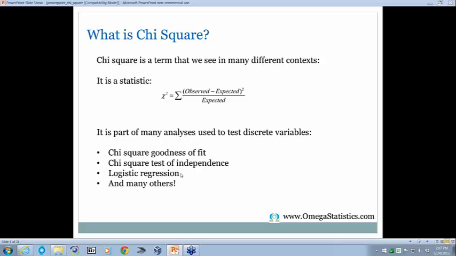The chi-square statistic is used in logistic regression. It's used in many, many other types of analyses also. You see it quite a bit.